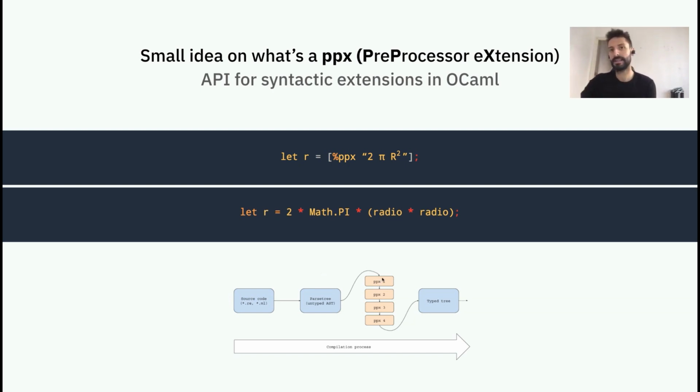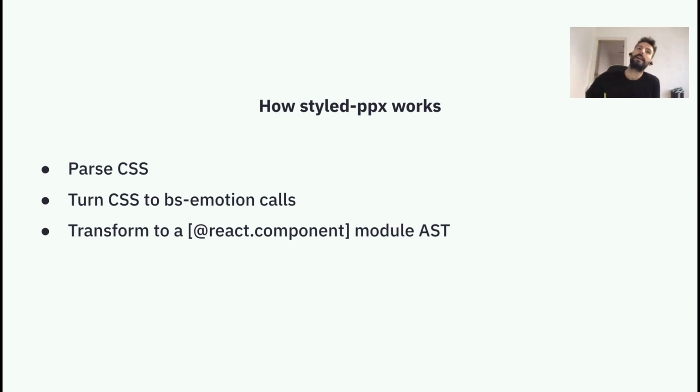So here would be us, and here would be, whatever, like GraphQL PPX, and here another PPX. So first would be us, and then we transform this into here. And this needs to be valid Reason or valid OCaml, and then it goes to the type tree where the compilation says, oh, this type doesn't match, or the other type doesn't match, and then it compiles. So that's just a brief idea of what the PPX is, just because I use it and needed to explain how my PPX works.